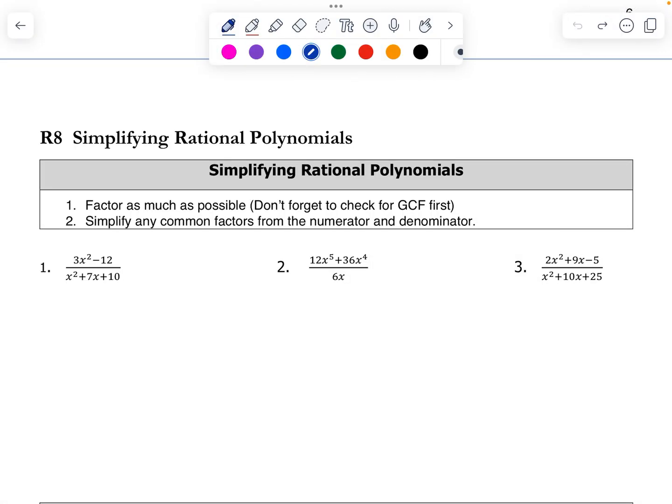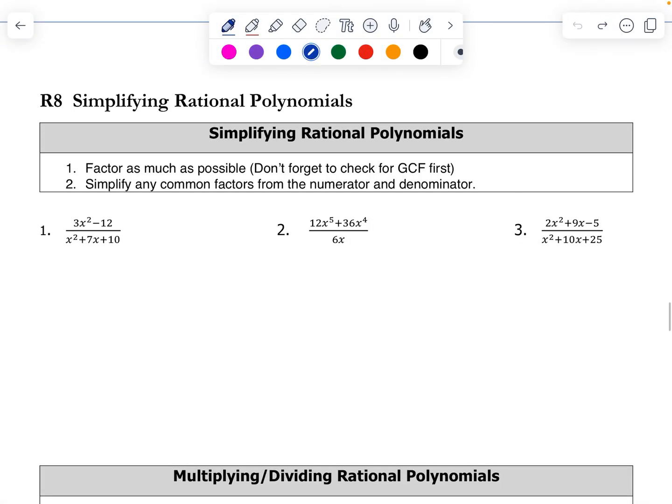Okay, we're going to go ahead and take a look at simplifying rational polynomials. So just like any fraction, if you're going to simplify the numerator and denominator, you need to cancel out common factors. So that means you're going to have to factor. So factor, factor, factor, and then simplify any common factors by canceling them out.